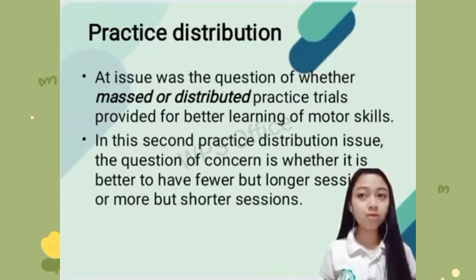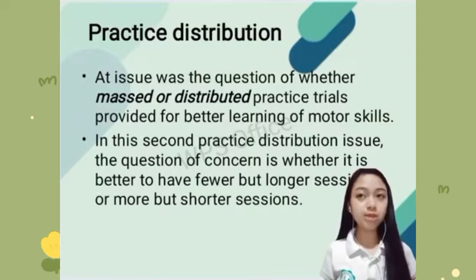So that is why some researchers argued that distributed practice was better. Others maintained that it did not make much difference which spacing strategy an instructor followed. So some researchers argued that distributed practice was better rather than massed practice, while others said it did not make much difference which spacing strategy an instructor followed.